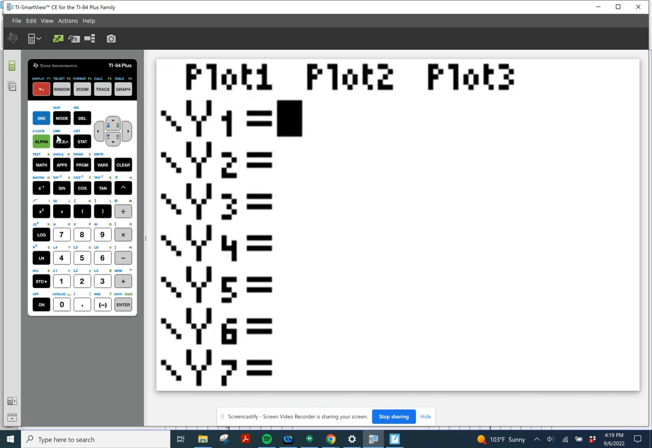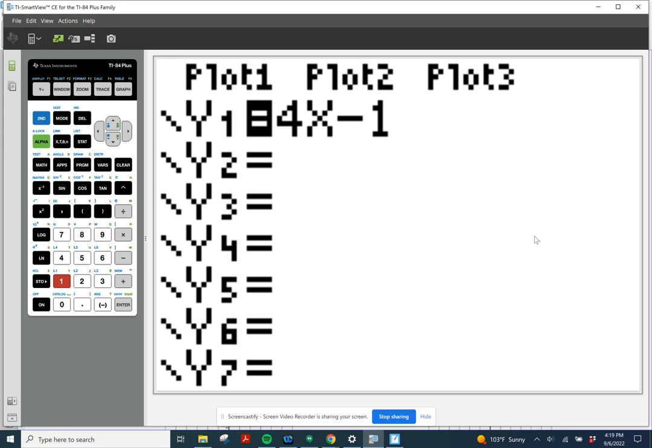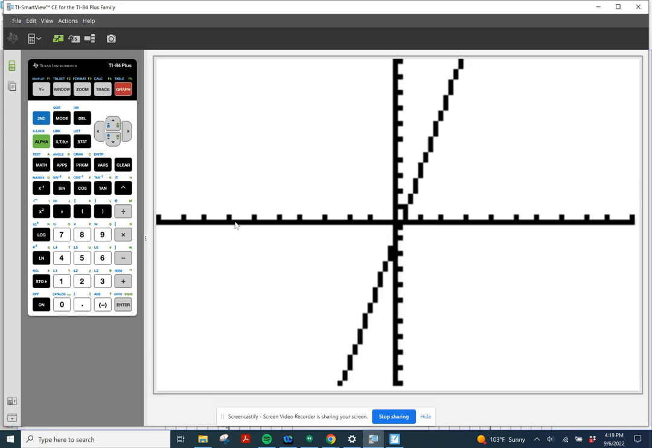So we're going to push the y equals button, and we're going to type in 4 and x. Notice where the x is at. It's the key right next to the green one. It has x, t, theta, n. If the memory's been cleared, it should just type in x when I push that key. And then I'm going to subtract 1. Okay, so I've typed in y equals 4x minus 1. Don't worry about the subscript 1. It just allows me to graph several things all at once. So then I'm going to push the graph button, and it's going to graph the line for me.